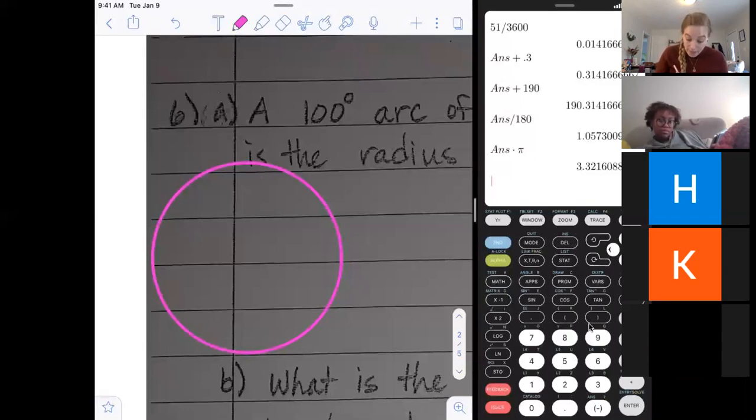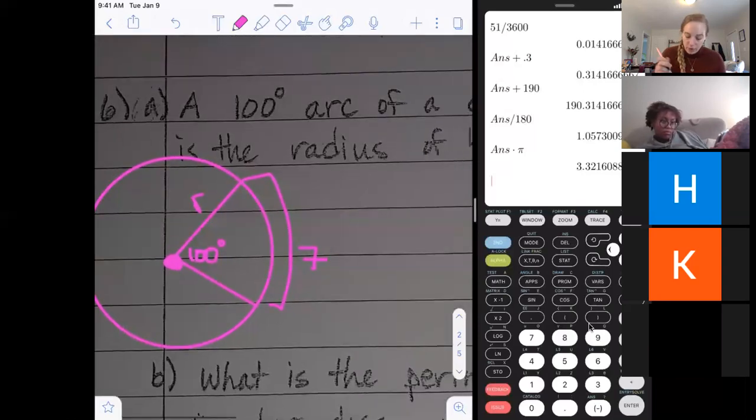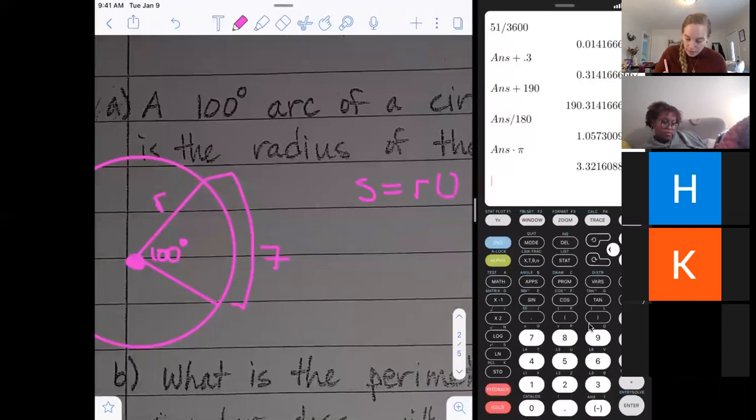I've got my circle, and let's say this is the middle. It says it's a 100-degree arc, and it has a length of 7. So it's 100 degrees, and it has length 7, and then I'm looking for R. If you remember, my formula that I gave you earlier was S equals R theta.